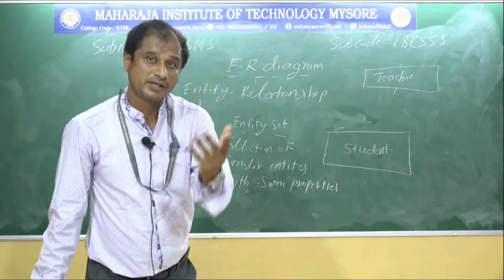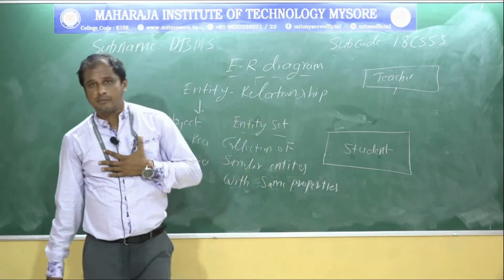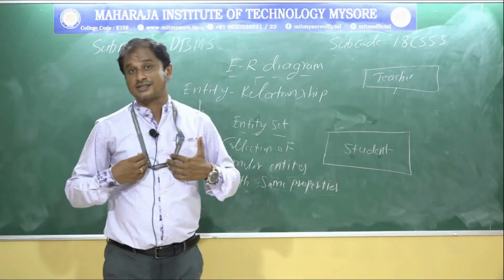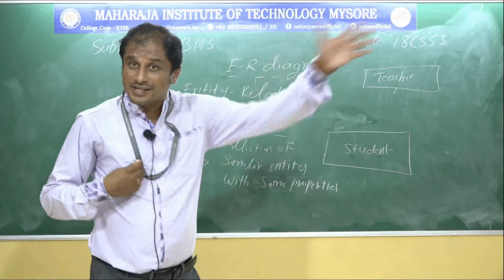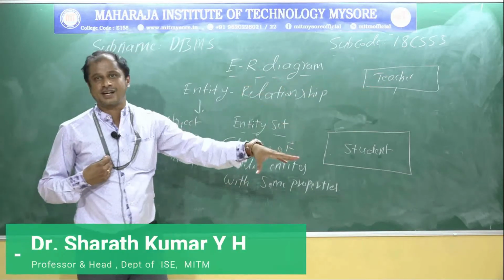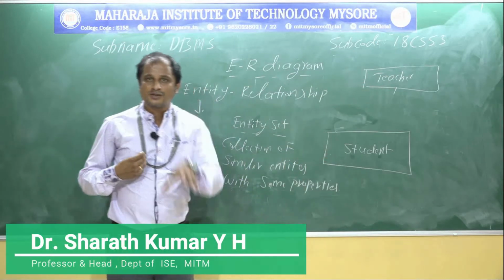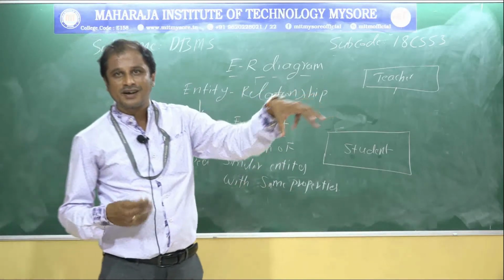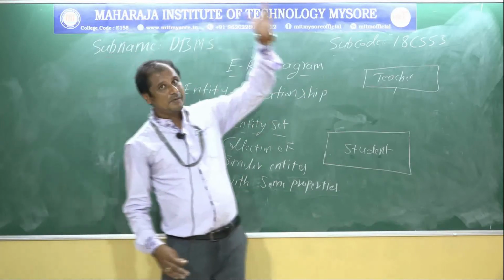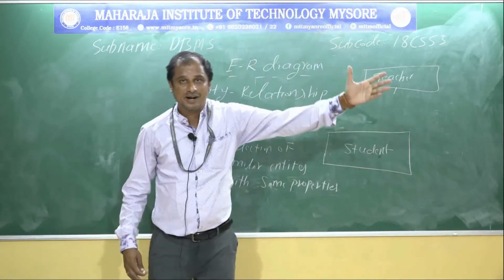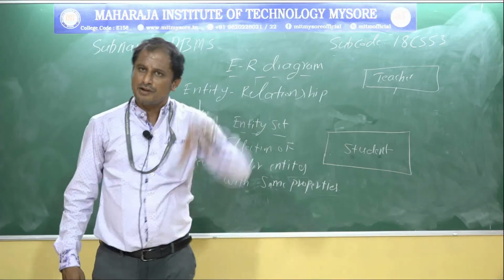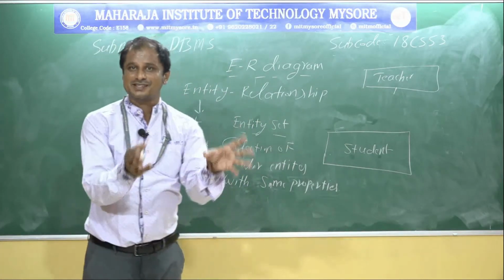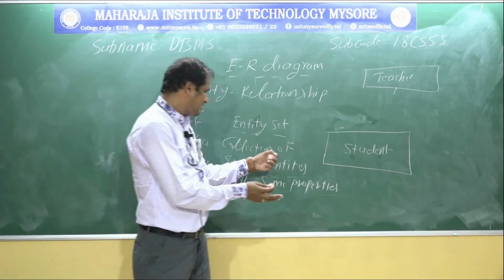We are employees of a college, right? I am a teaching employee. There are also non-teaching employees. So it's a collection of employees who are working for the IS department. There may be a CS department, there may be an EC department. It's a collection of similar entities. We are all employees with the same properties, right?